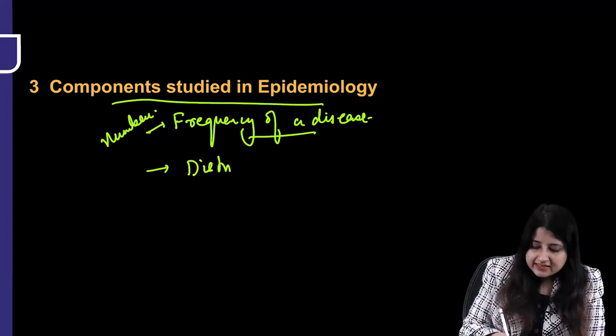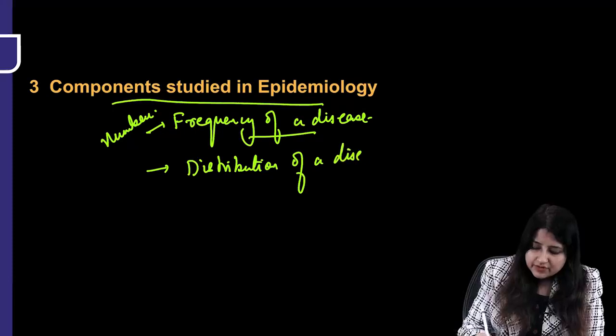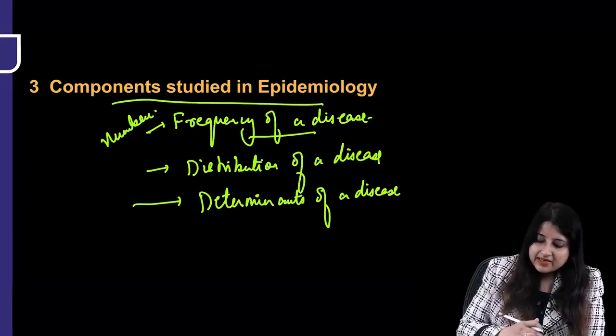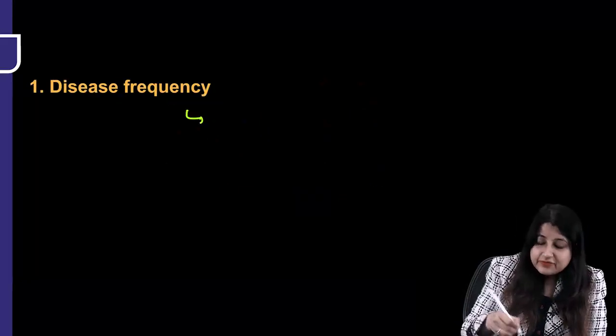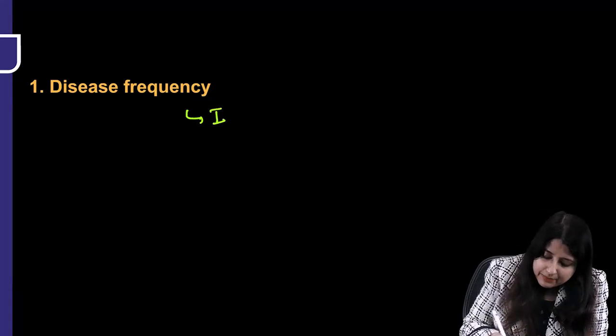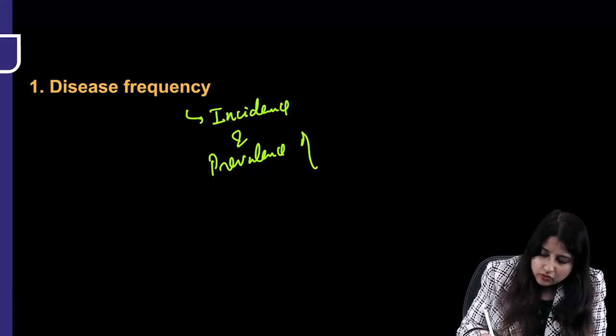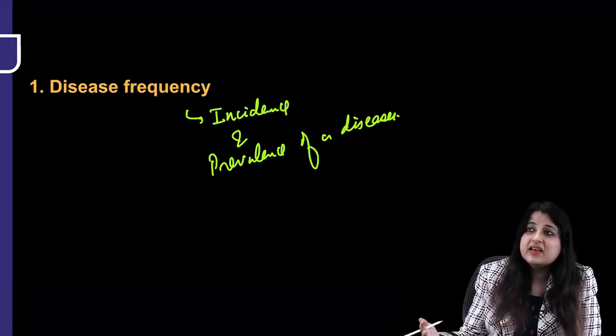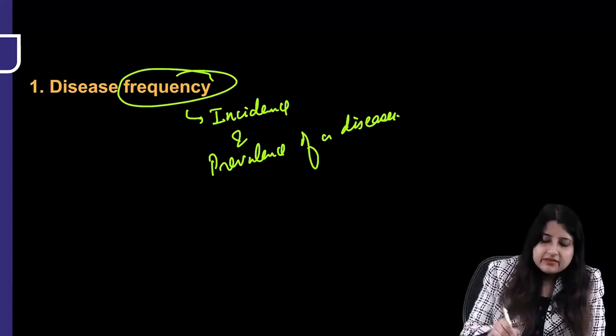Then we are also studying the distribution of a disease, as well as we are studying what? The determinants of a disease. So we are studying three most important things. Now, when I talk about disease frequency, the frequency of a disease is represented by what? Incidence and prevalence of a disease. How many cases are there? Whether the cases of a disease are increasing, decreasing, all right? All that is studied under frequency.